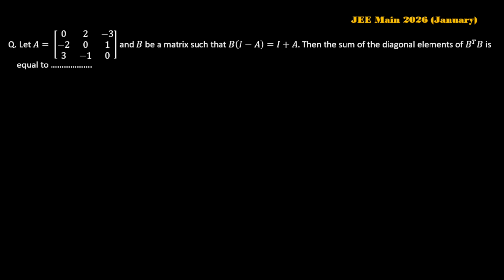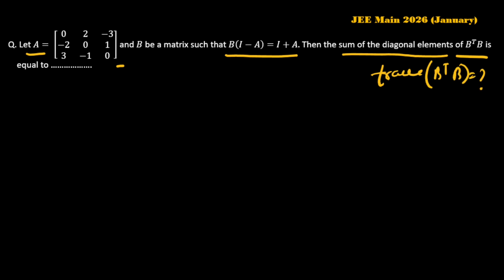In the question, it is given that A is equal to this matrix and B is a matrix such that this condition holds. Then we are asked for the sum of all the diagonal elements of the B transpose B matrix, that is, the trace of B transpose B. What is the value of trace of B transpose B?